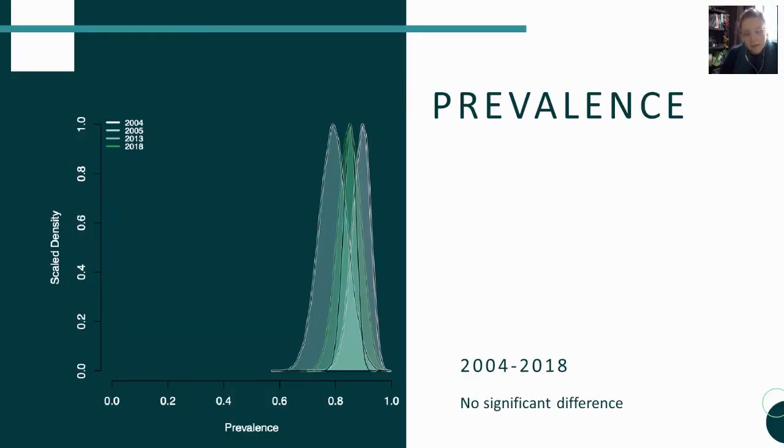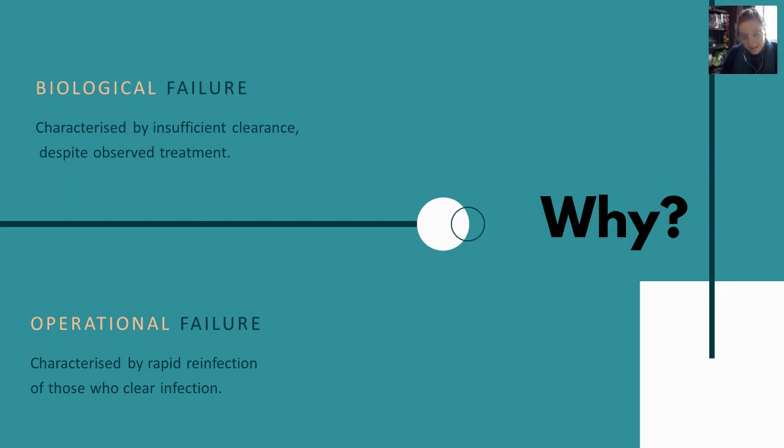But as we can see here, this is 4 years of prevalence estimates. You've got prevalence on the x-axis here. And I've just picked out a few years from this longitudinal data from 2004 to 2018. So we've got 2004, 5, 13, 18 here. And what we can really see is that this prevalence really has not changed over these years. And so the real question is why? Is this an operational failure or a biological failure?